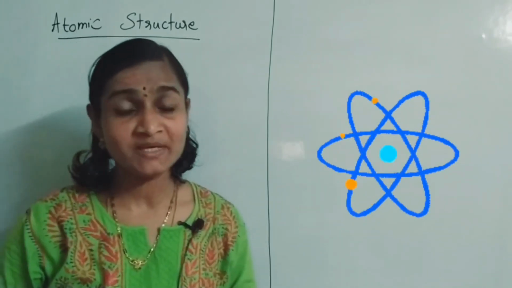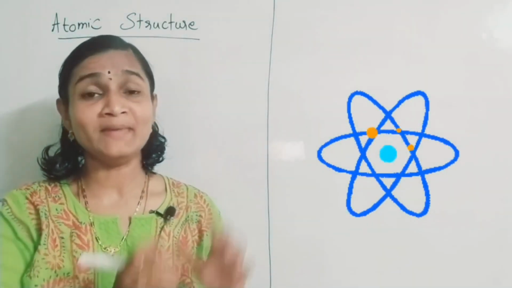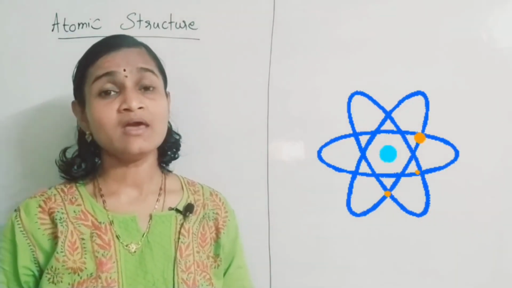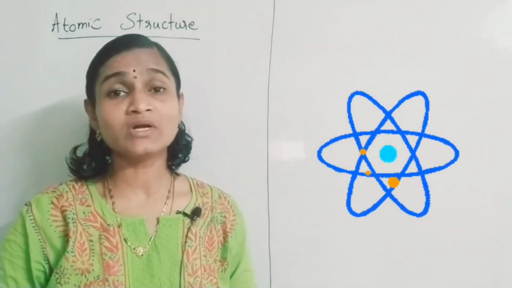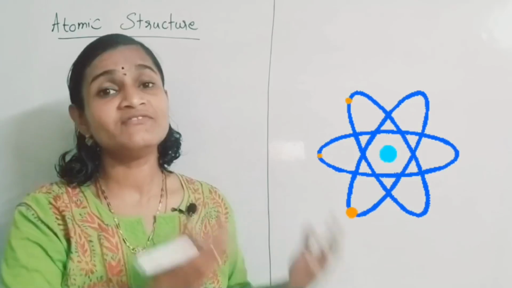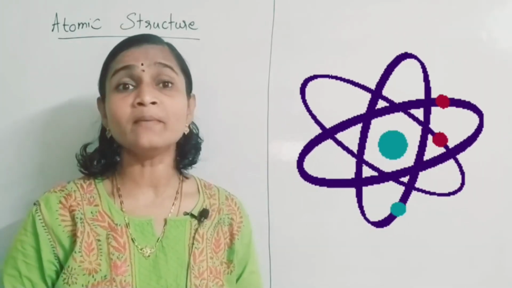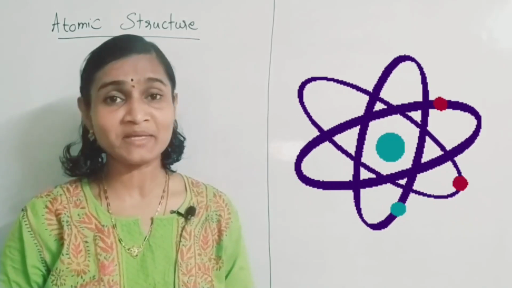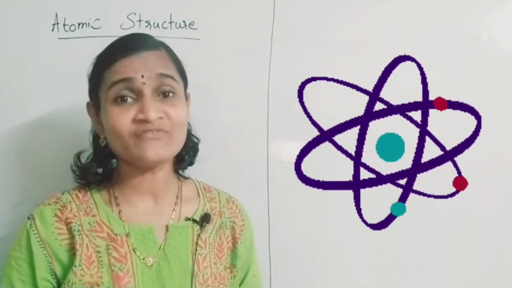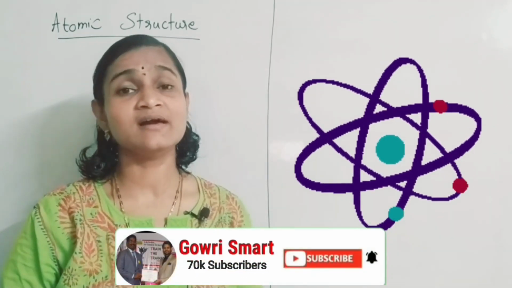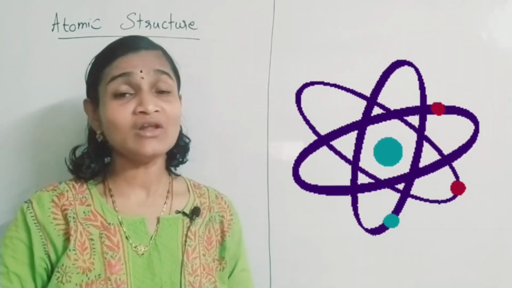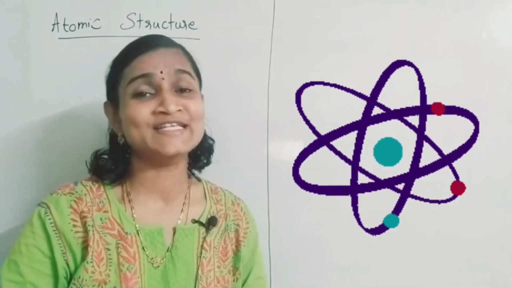How atoms were discovered, what is the main basis for the discovery of electrons, and what are the different atomic models proposed by different scientists. Also the nature of subatomic particles, the nature of the electron: the electron possesses wave nature as well as particle nature. About all of that we are going to learn in this video.